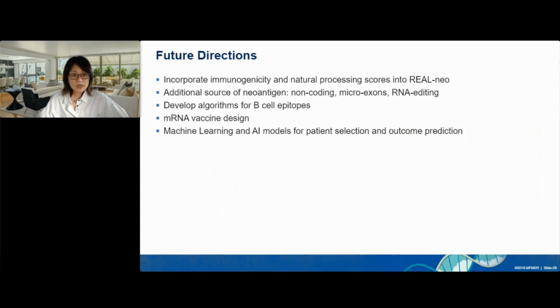Currently, we are actively working on the following areas. 1, to incorporate immunogenicity and natural processing scores into RealNeo. We're working on additional sources of neoantigens, including non-coding region expression, microexons, and RNA editing. We're developing algorithms for B-cell epitope dissection. We're working on mRNA vaccine design because so far we only use peptide vaccines. And finally, we're also applying machine learning and AI models for patient selection and outcome prediction.